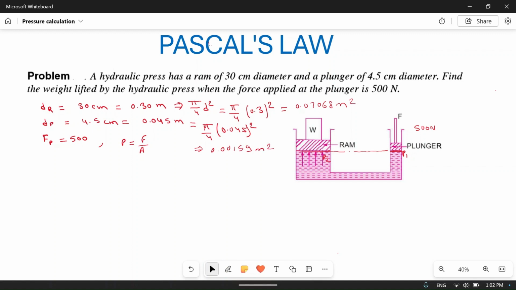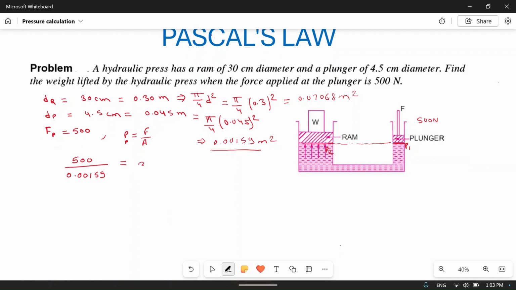Now what will be the pressure at the plunger, which will be force upon area? At the plunger the force is 500 and the area at the plunger is 0.00159. So if you divide 500 by this, you will get 314465 Newton per meter square. So this will be the pressure at the plunger.